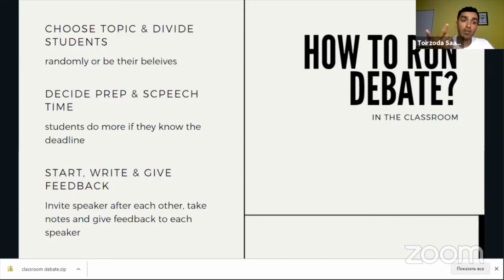And the other option is to divide them by their beliefs. So you will say the motion and ask, who agrees that cats are better pets than dogs? All of the dog lovers will raise their hands, and then you will ask, who is for the cats? Who thinks that cats are better? So all the cat lovers will raise their hands.